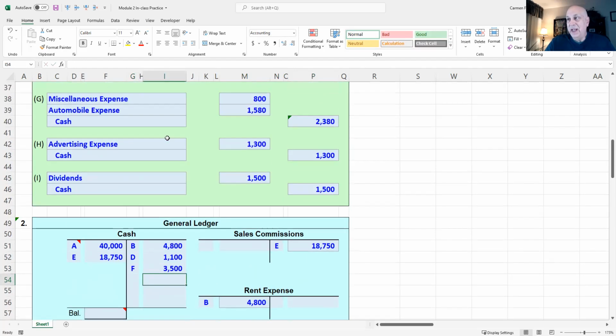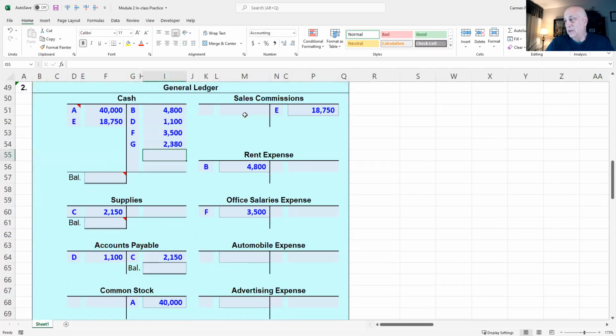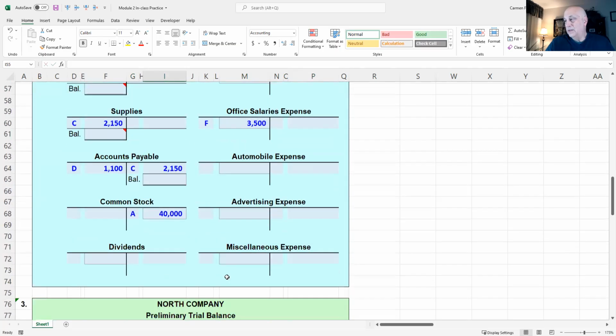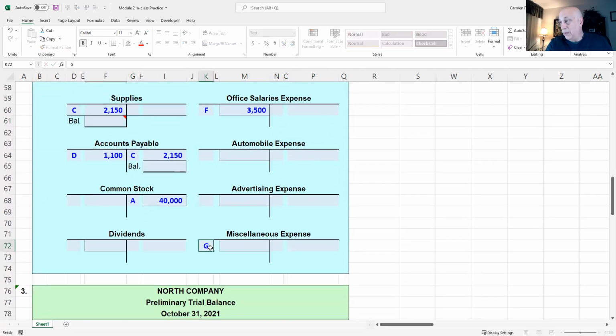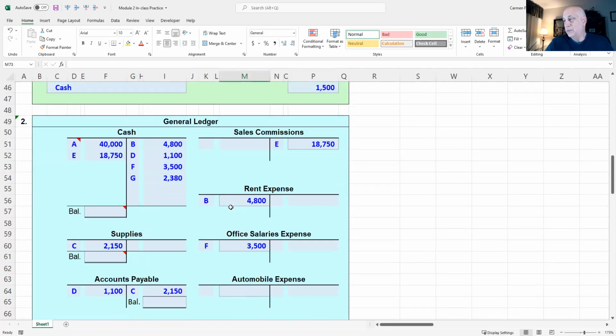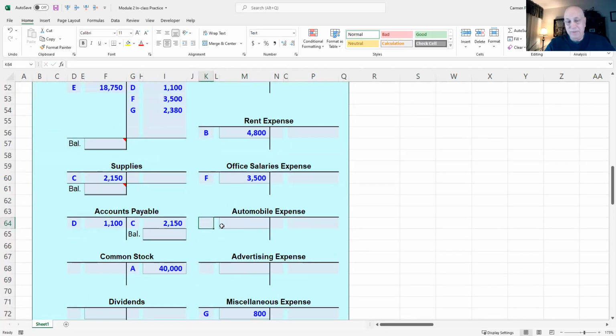Okay, now we go up to transaction G. We have this compound entry, so we have these two accounts, miscellaneous expense and automobile expense, and the cash. Since the cash is right here, let's post that. It's G, $2,380 credit. And let's find miscellaneous and automobile expense and post the numbers here. So let's see. Transaction G, miscellaneous expense was $800. And then what was the other one? It was automobile expense, $1,580. So find that.